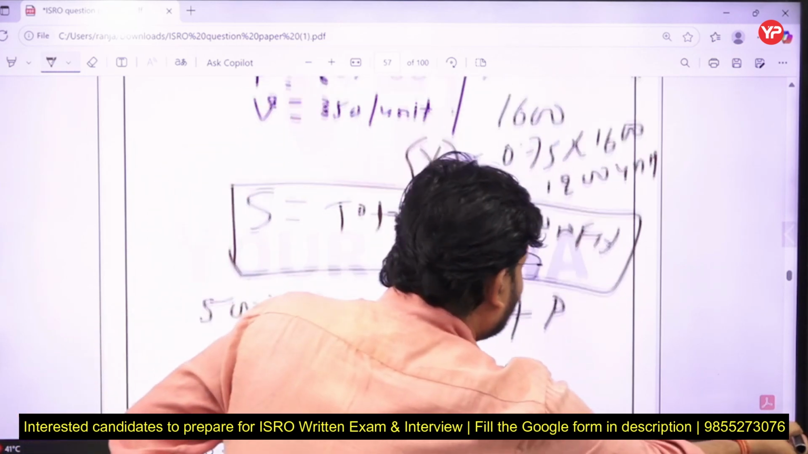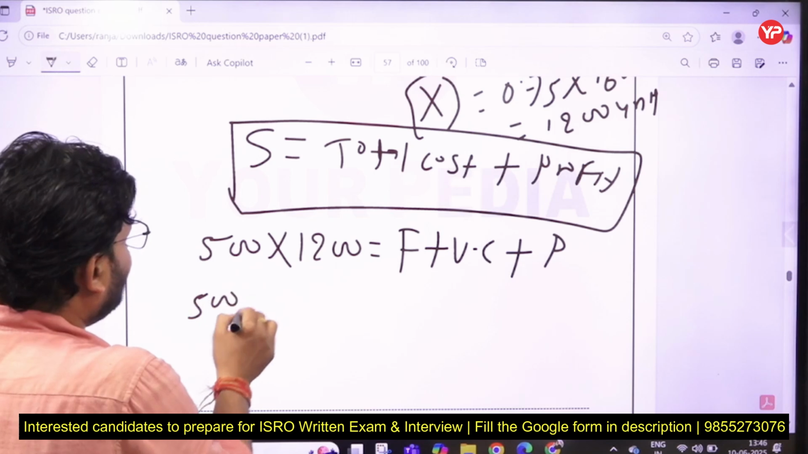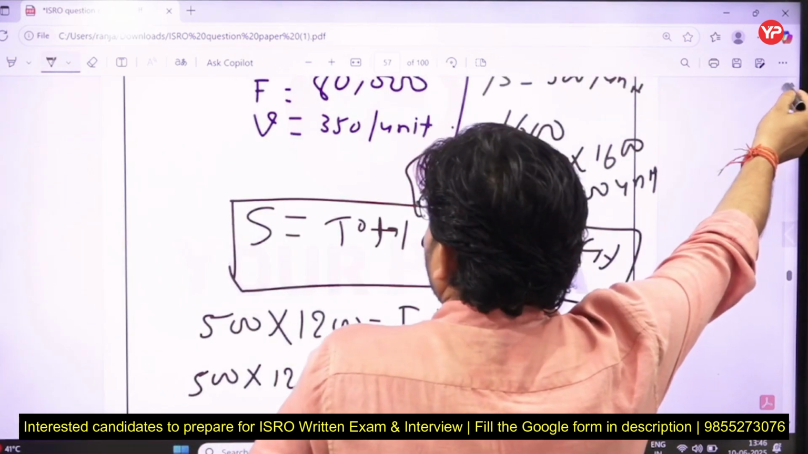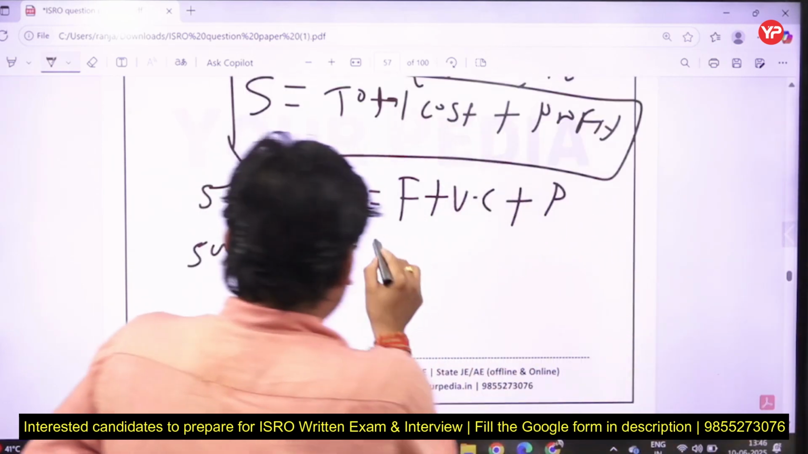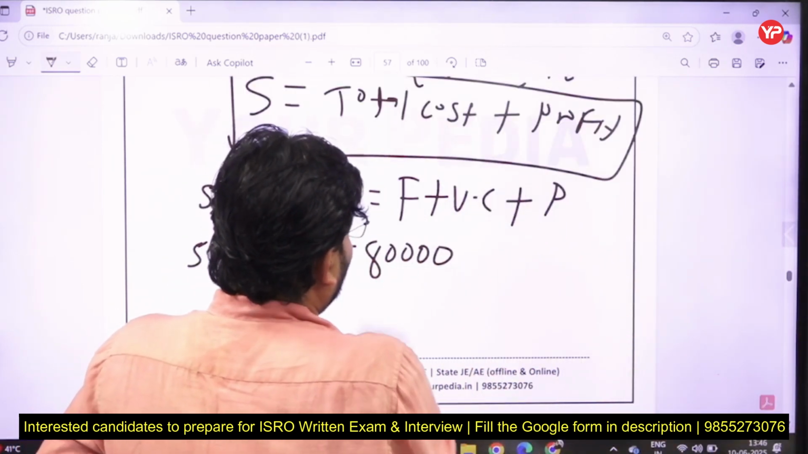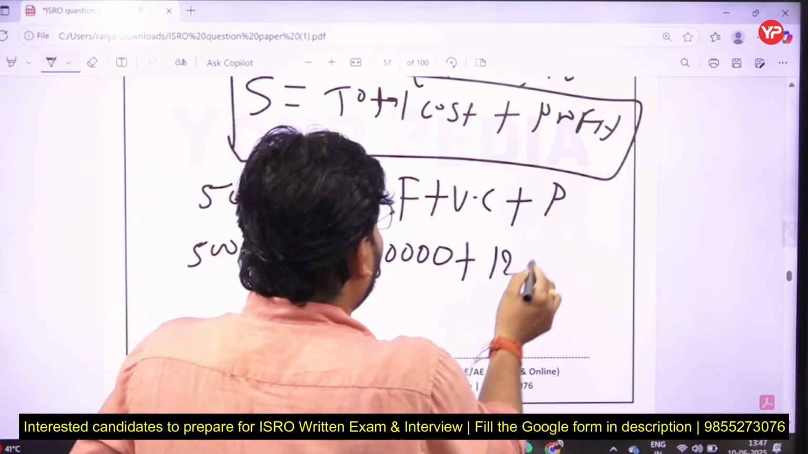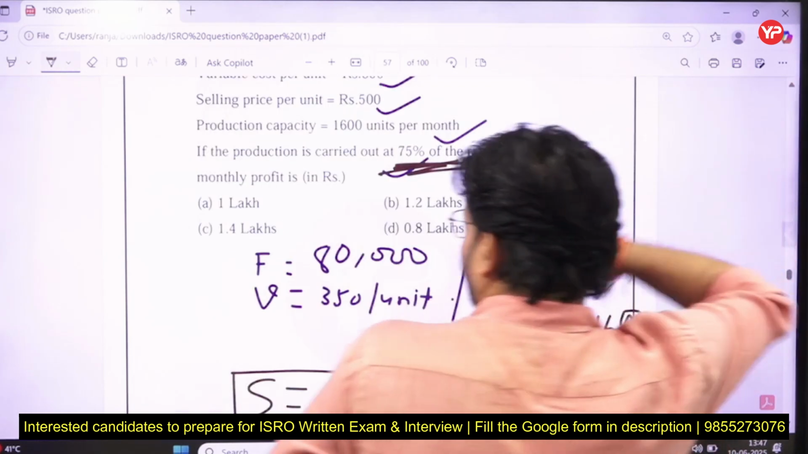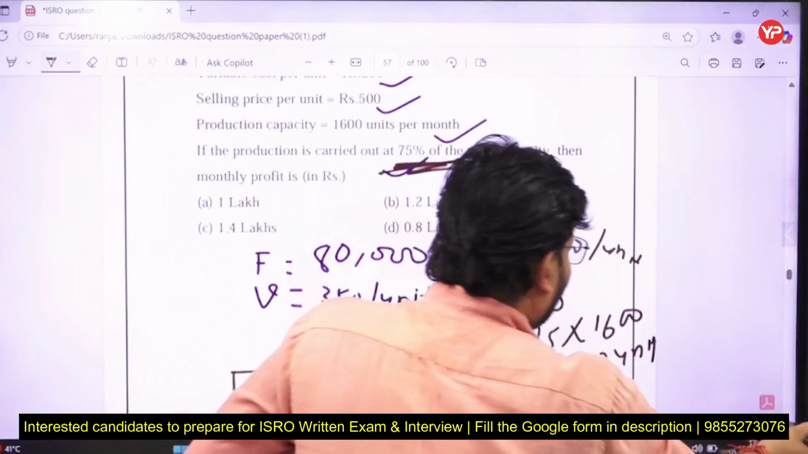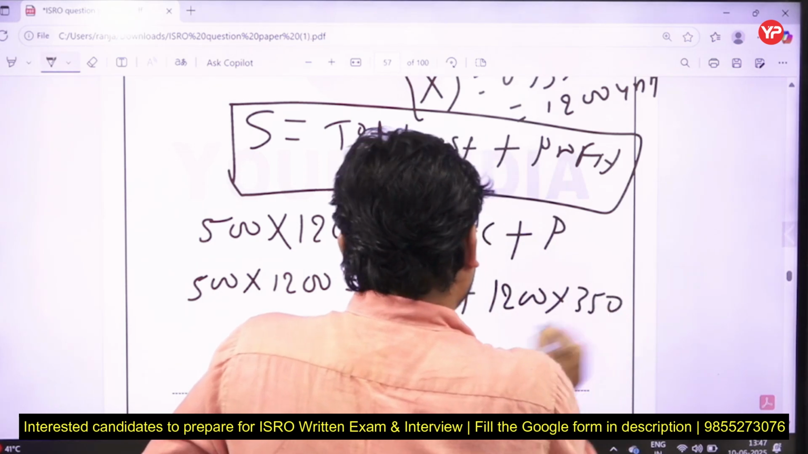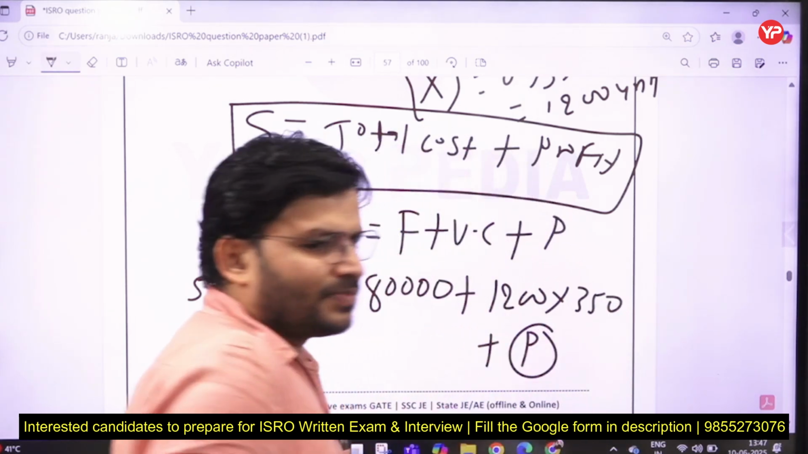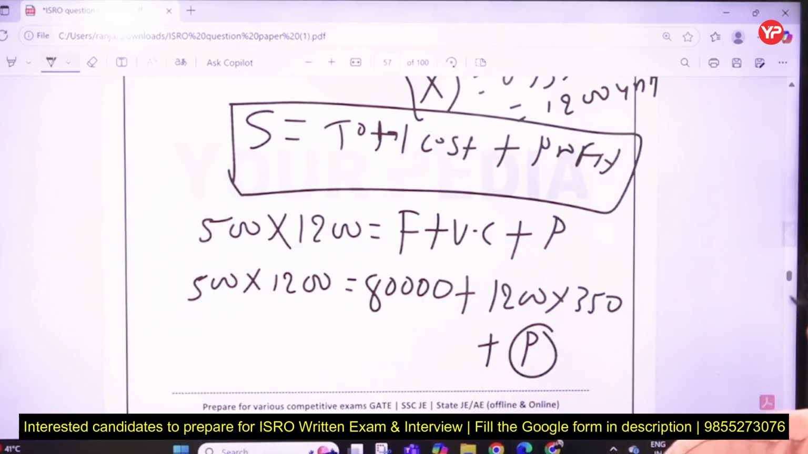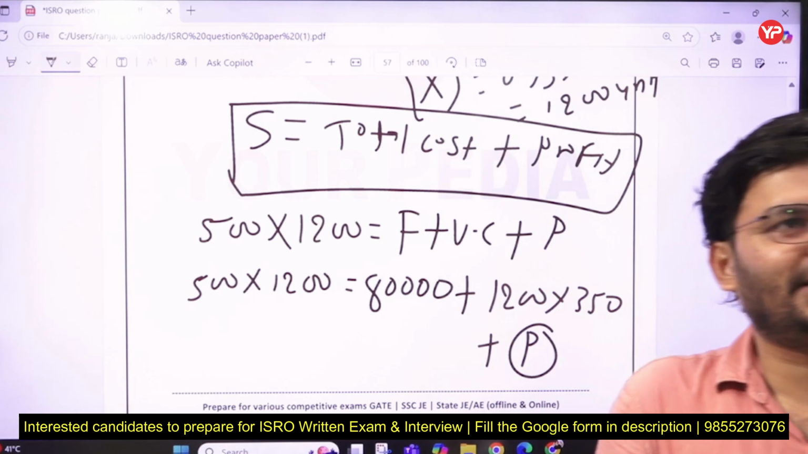What is the fixed cost? So 500 into 1200 equals fixed cost, which was 80,000, plus variable cost: 1200 units into the variable cost per unit, 350, plus P. Now can you not calculate P from there? Tell me. If you can calculate, tell me the answer.